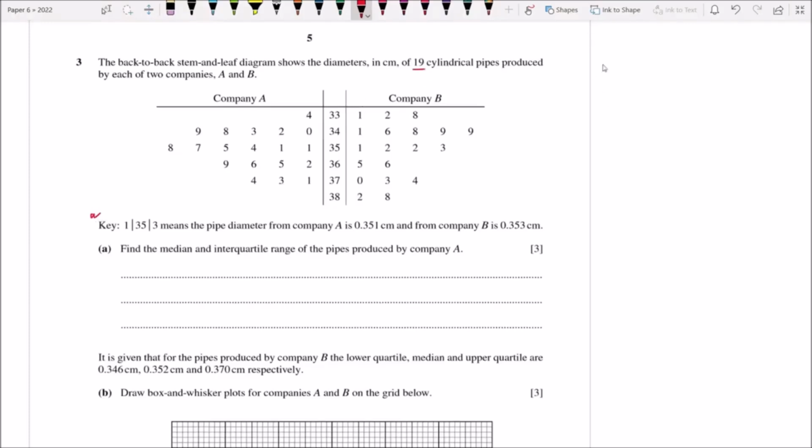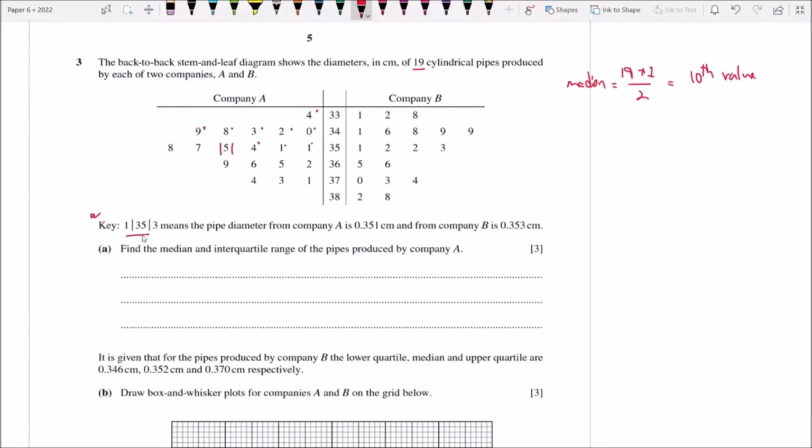Okay, so 19 is an odd number. So the median is the (19 plus 1) by 2, that's the 10th value. This is how you find the median for odd numbers. It's (n plus 1) by 2, that value. Okay, so here's how you count. This is your first value: 1 2 3 4 5 6 7 8 9 10. This is your 10th value.